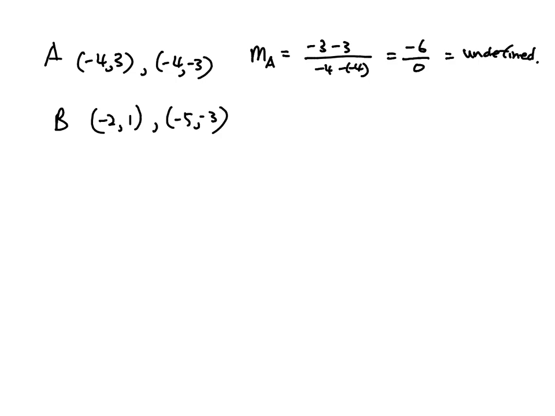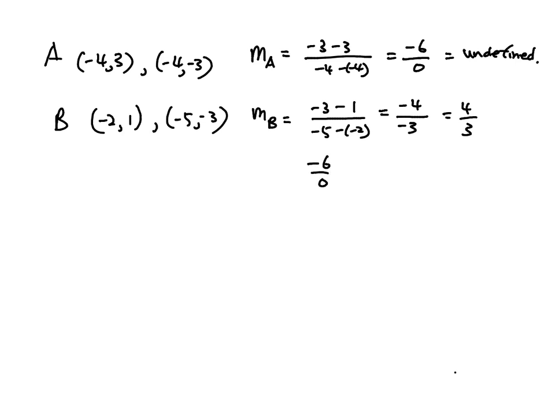Now for part B, you have negative 3 minus 1 over negative 5 minus a negative 2. This is negative 4 over negative 3, which is 4 over 3. Okay. So once you figure out slope, visually you can check.